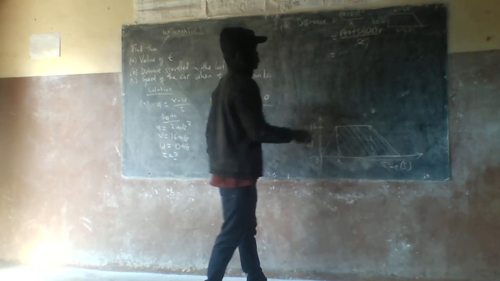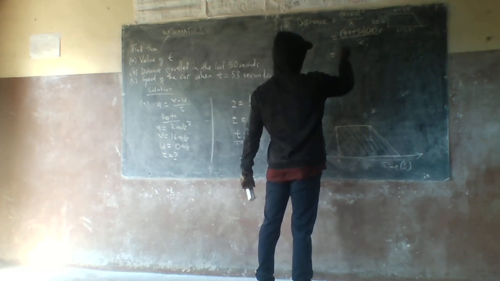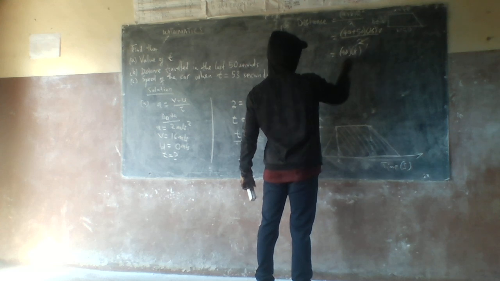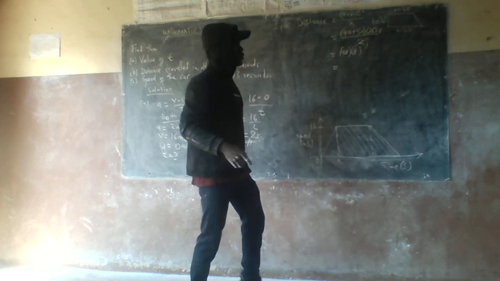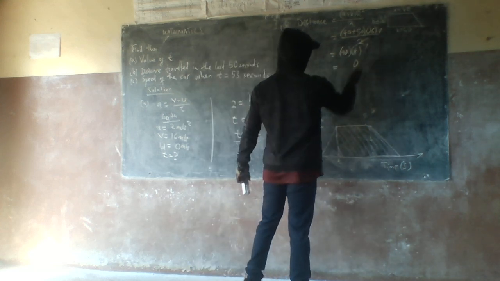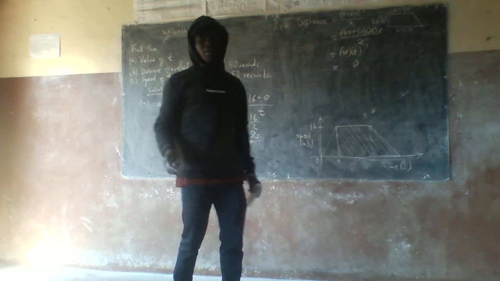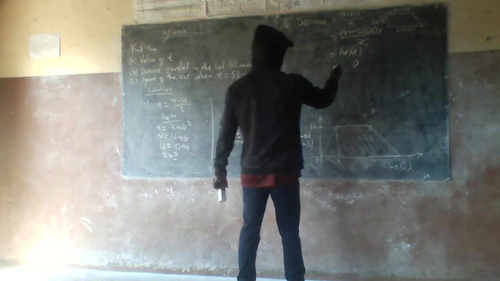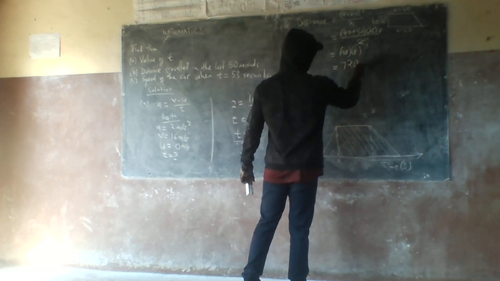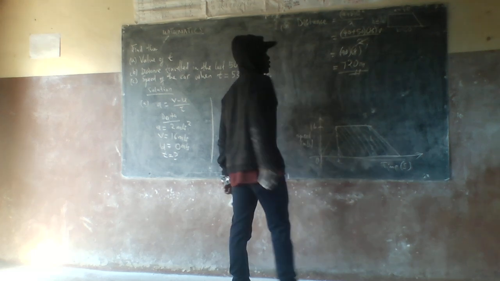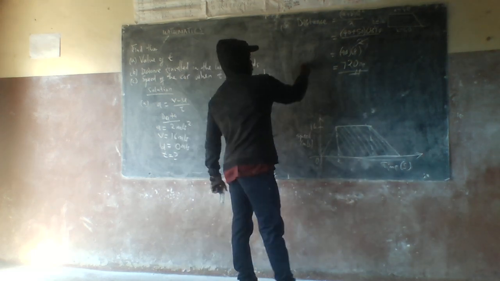Thereafter, it's 90 in the brackets times 8. 8 times 0, 0. Then 8 times 9, it's 72, which is 720. And you say meters.